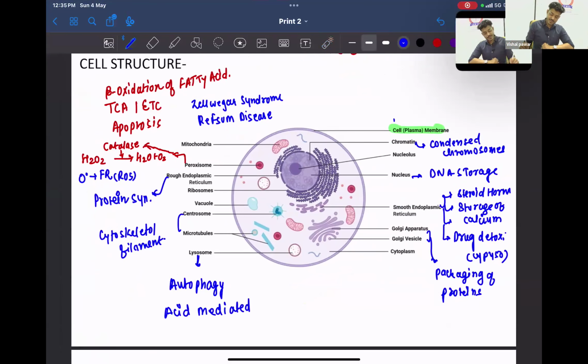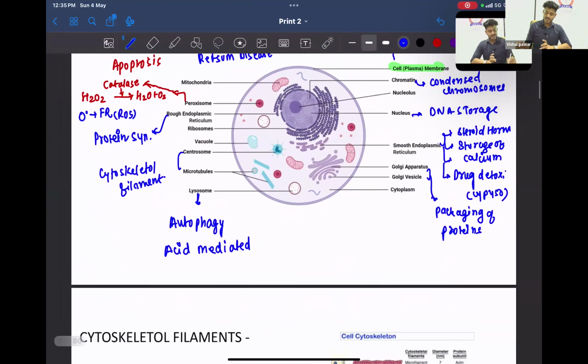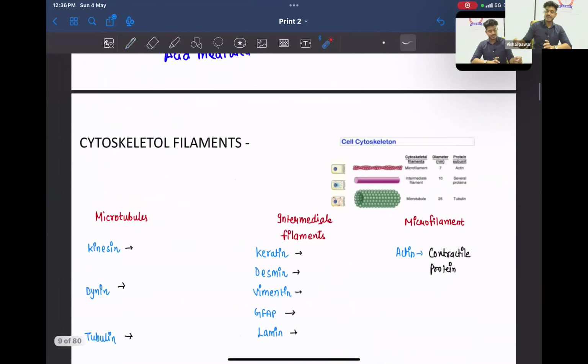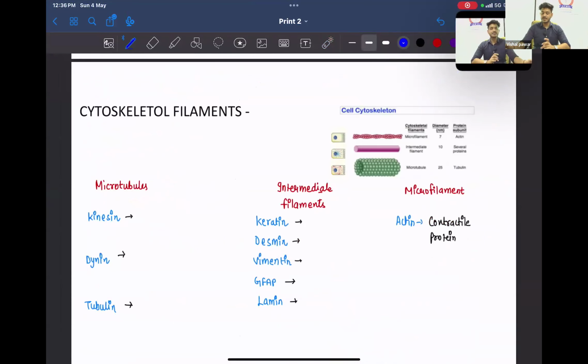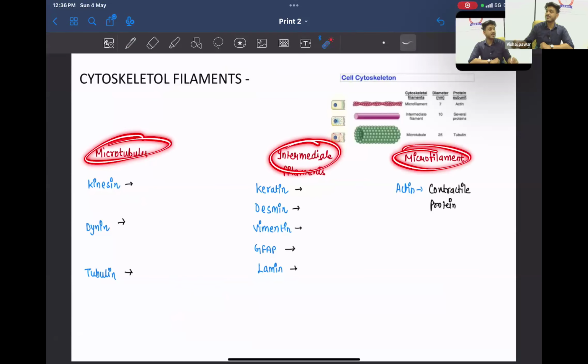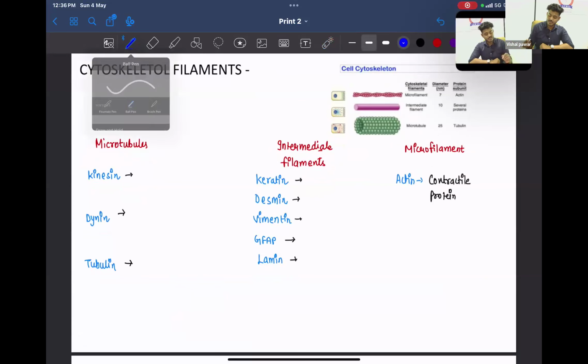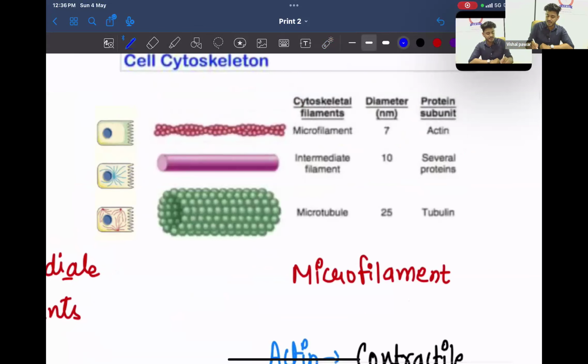The cell membrane is made up of which layer? Phospholipid bilayer, right? Now, what are these cytoskeletal filaments? Let's try to understand. We are having three types of cytoskeletal filament. We are having microtubules, intermediate filament, and microfilaments, right? And they are divided on the basis of diameter.